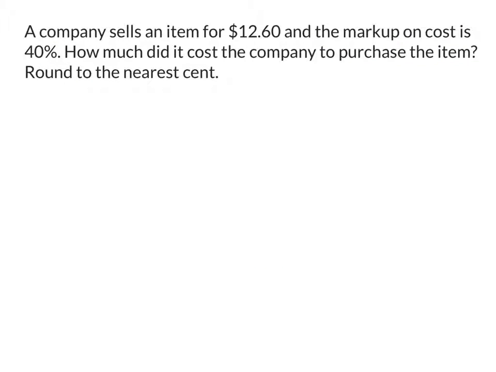A company sells an item for $12.60, and the markup on cost is 40%. How much did it cost the company to purchase the item? Round to the nearest cent. For this problem, we're looking at selling price in terms of cost. So the cost now equals the selling price over the percent of selling price on cost.